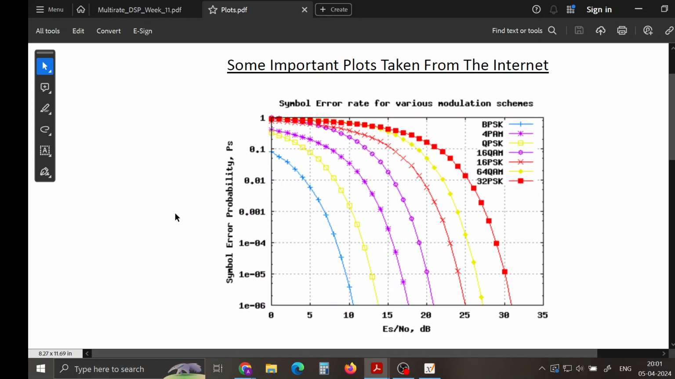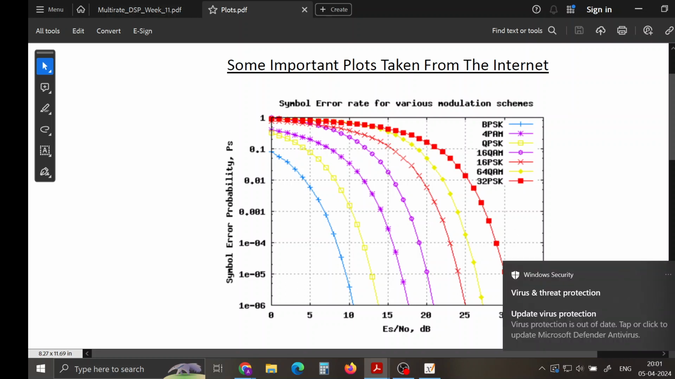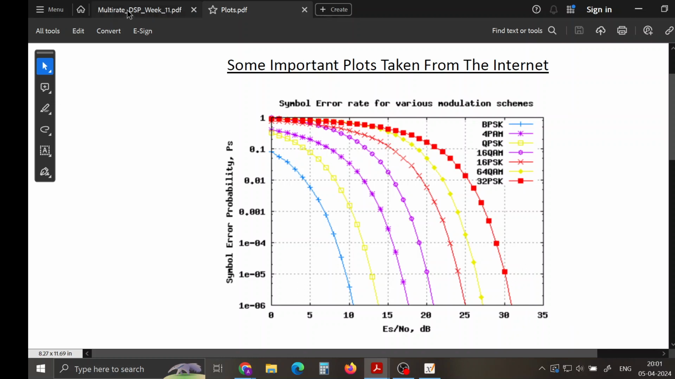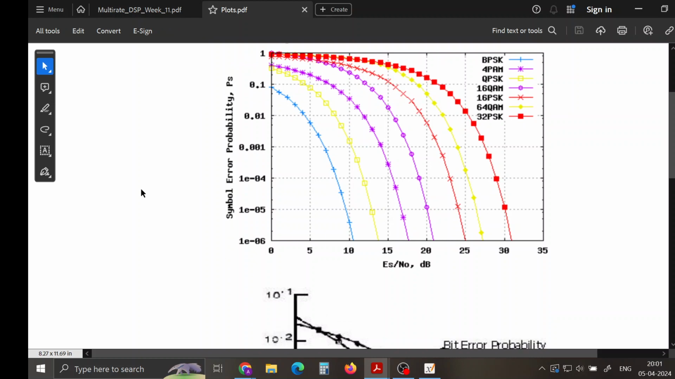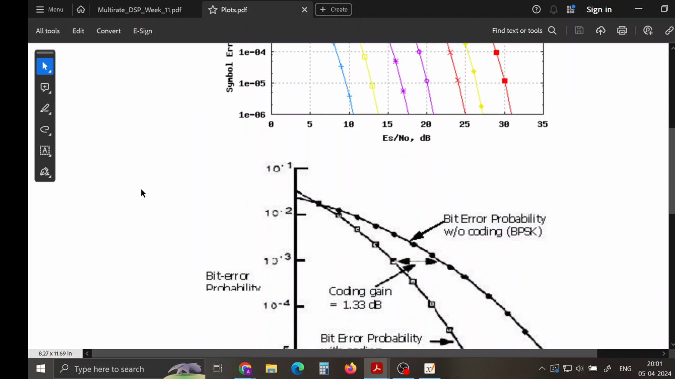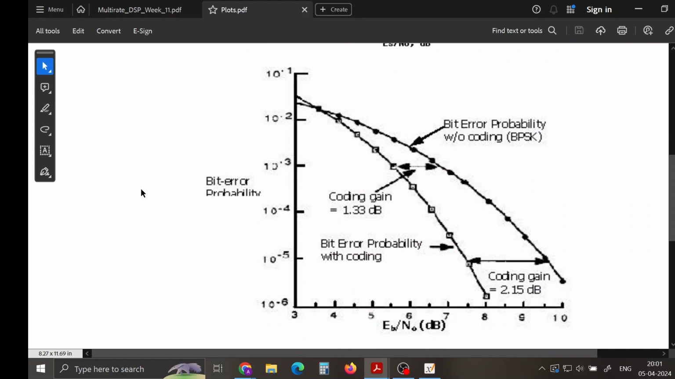We have 4 different codes also, right? So I have some other plots also. So why do we do this in forward error correcting codes?